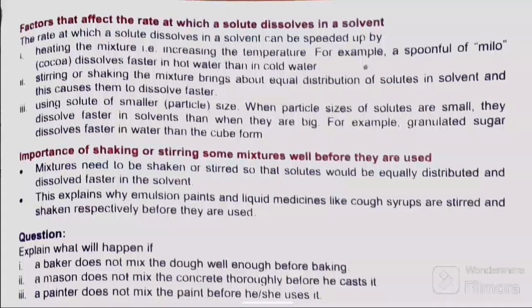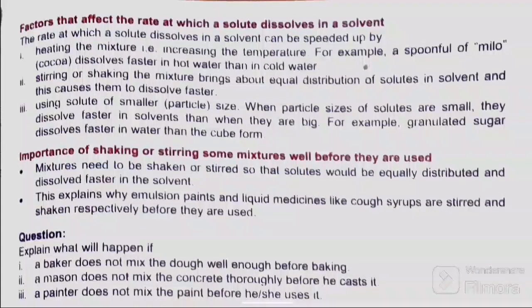Maybe I'm rushing to my office and I need to hurry up, so I'm making a tea. How can I make the sugar dissolve much faster than the normal time? I have to stir it. I have to shake it very well for it to dissolve. So shaking and stirring the mixture brings about equal distribution of solutes in the solvent, and this causes them to dissolve much faster.